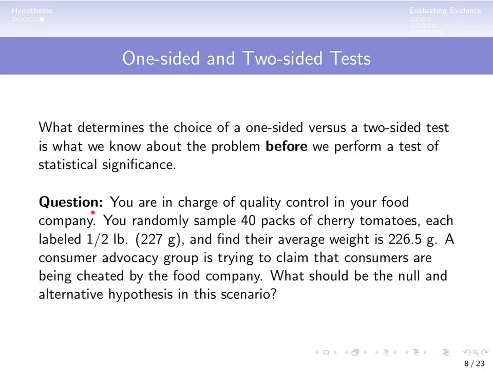Let's say your question is a little bit different. You have the same group, same information, but now a consumer advocacy group is claiming that consumers are being cheated by the food company. What should the null and alternative hypotheses be in this scenario? The alternative hypothesis you have to reconsider: it now says that the average is less than 227. If you think the consumers are being cheated, you're trying to show that they are getting less than what is being advertised. The null is still the same.